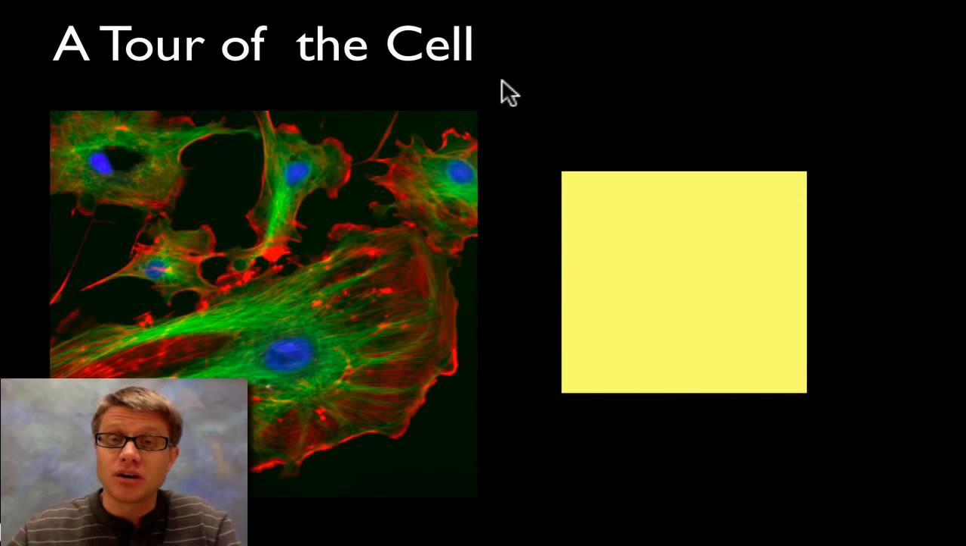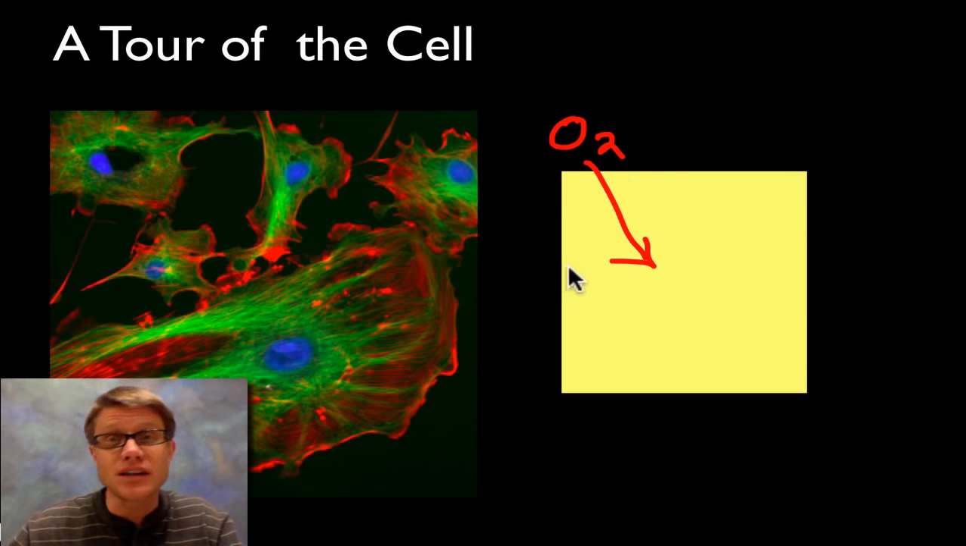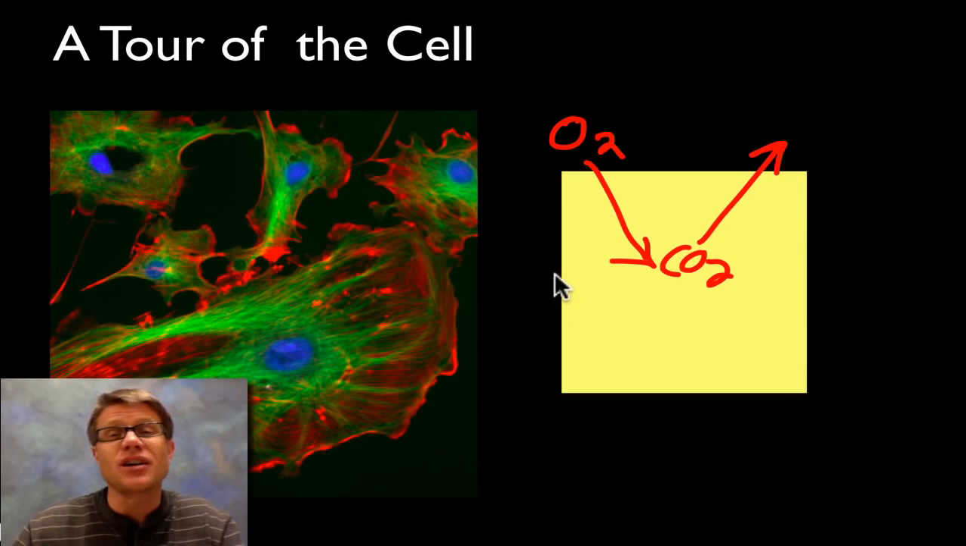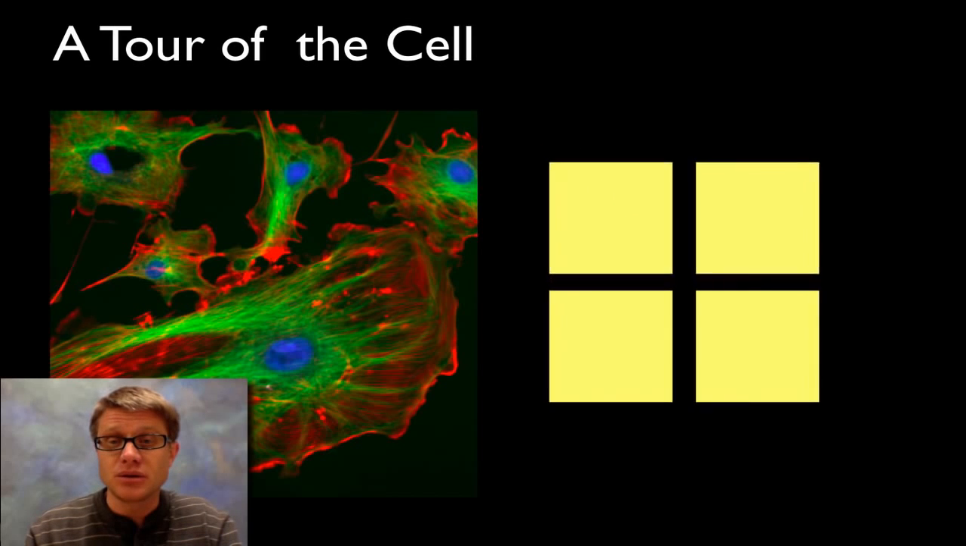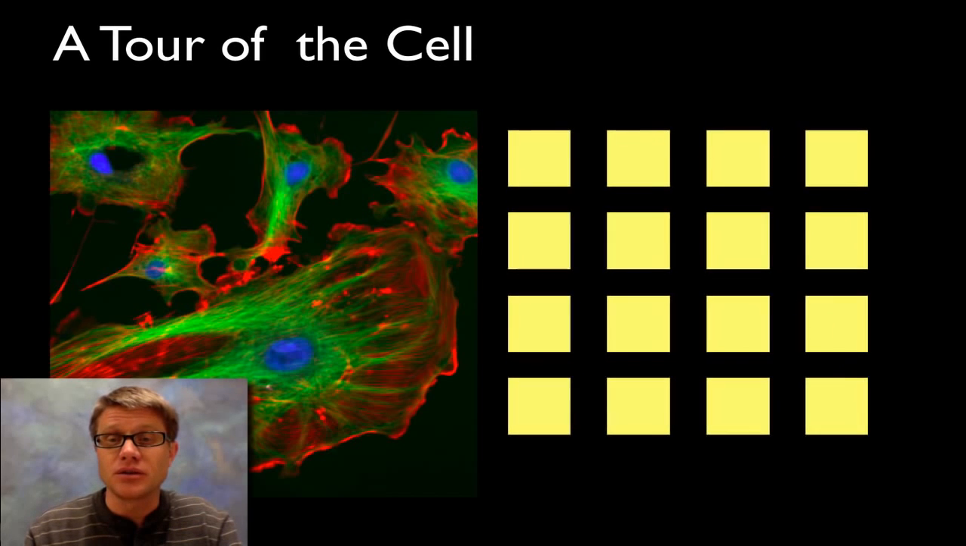The reason cells are small is that material moves into a cell through a process called diffusion. So oxygen gets in that way, and carbon dioxide is going to move out in the same way. And so it would take a long time for material to diffuse into a cell. So what we can do is make that volume the same, but increase the surface area. And now the distance that material has to move is relatively small.